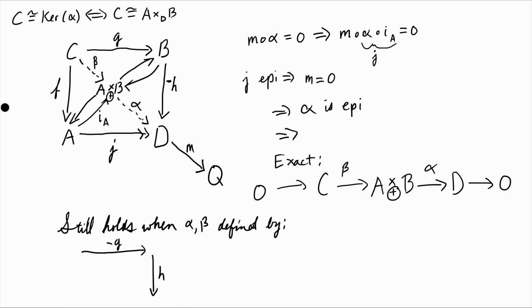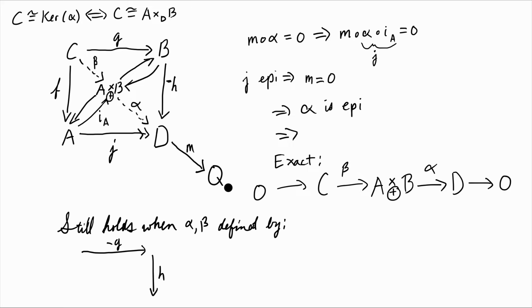All right, so we've established this equivalence right here. Now let's actually use the fact that this J is an epi. We haven't even come to that point yet, but now J is an epi. So we're going to show first that this alpha will be an epi.